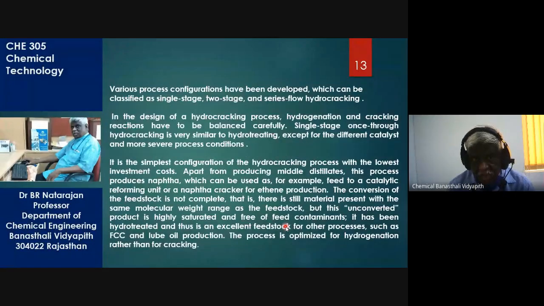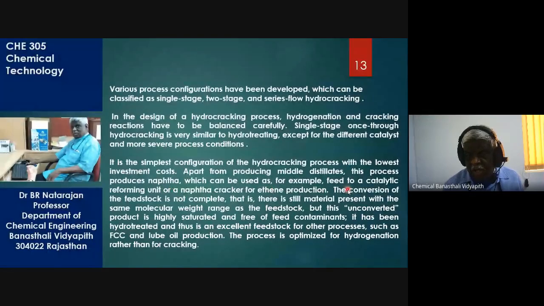Okay. There are many configurations, which may be single stage, two stage, or series flow hydrocracking. We'll see them. In the design of a hydrocracking process, hydrogenation and cracking reactions have to be balanced carefully. Single stage once-through hydrocracking is similar to hydrotreating, except for different catalysts and more severe process conditions. It's the simplest configuration of the hydrocracking process with the lowest investment cost. Apart from producing middle distillate, this process produces naphtha.